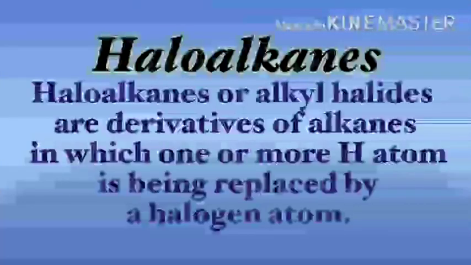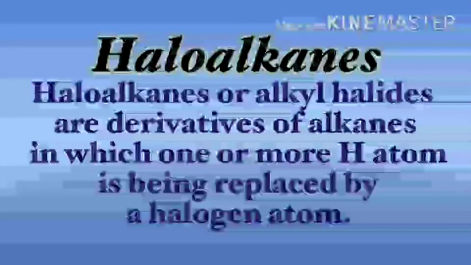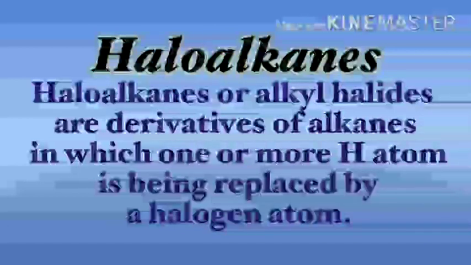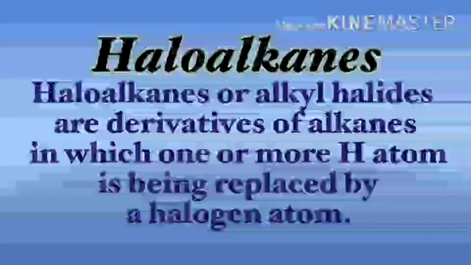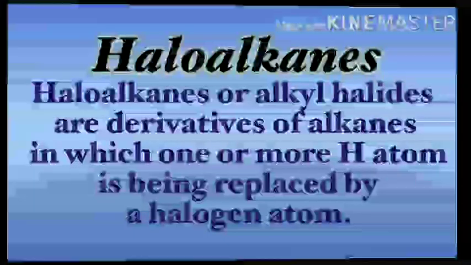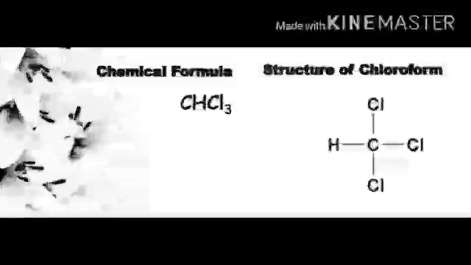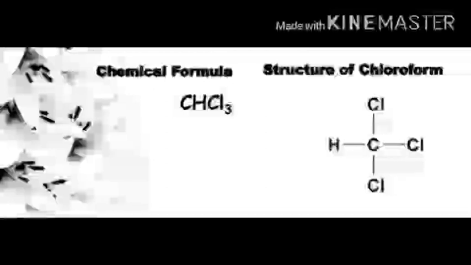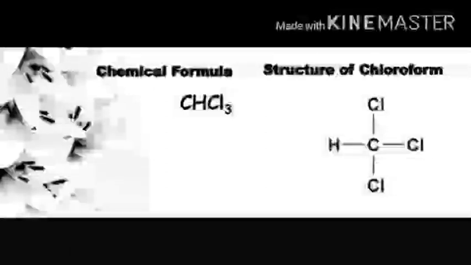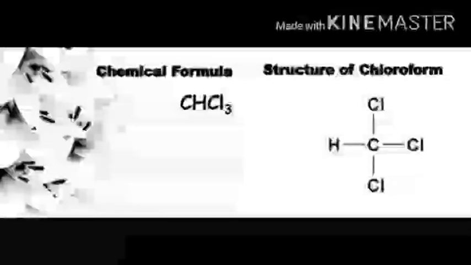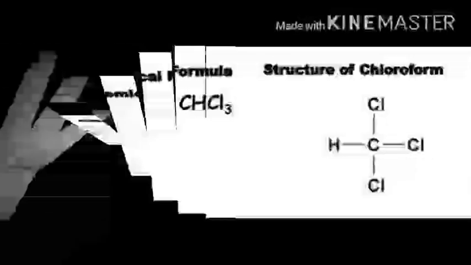Now, let us understand what are haloalkanes. Haloalkanes or alkyl halides are the derivatives of alkanes in which one or more hydrogen atoms are replaced by a halogen atom. For example, CHCl3, also known as trichloromethane, is an example of a trihaloalkane. Why tri? Because three halogen atoms are present.